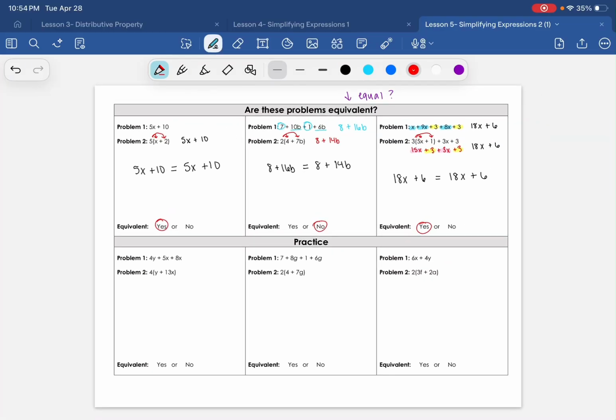All right, now I want you to pause the video, because remember, in math, learning is by doing yourself. So I want you to try the 3 on the bottom and then check back in with me for your final answer.